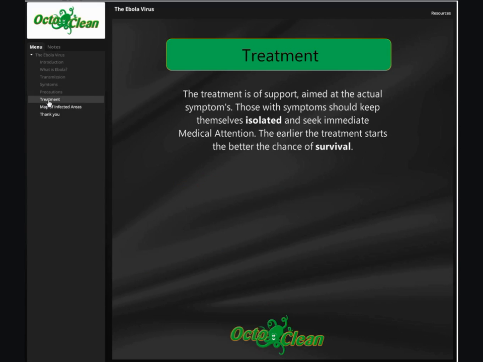What is the treatment for the Ebola virus? The treatment is supportive, aimed at the actual symptoms. Those with symptoms should keep themselves isolated and seek immediate medical attention. The earlier the treatment starts, the better the chance of survival.